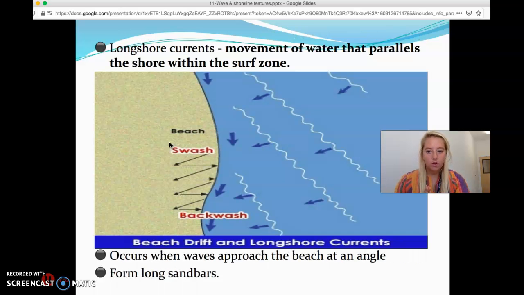And we've also got some currents to talk about. So the definition of a longshore current: this is the movement of water that parallels the shore within the surf zone. It occurs when a wave approaches the beach at an angle, and these are actually going to form long sandbars.